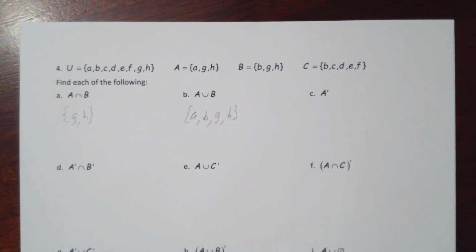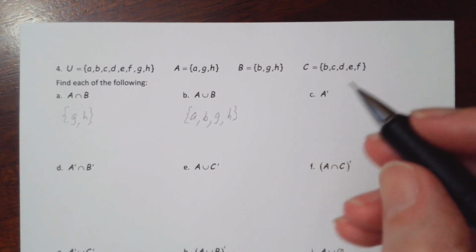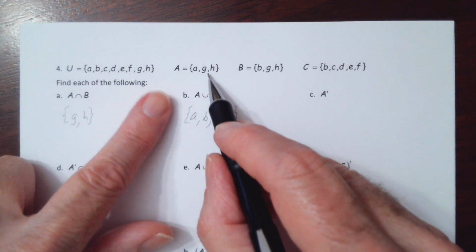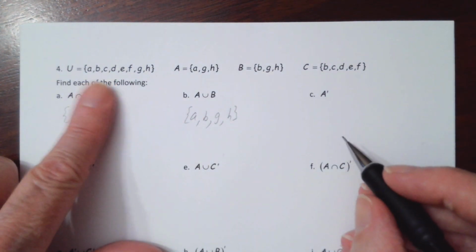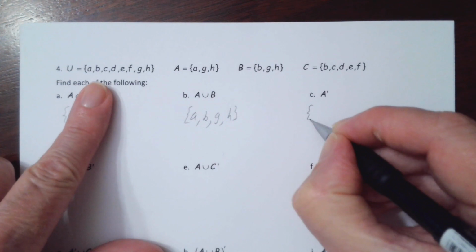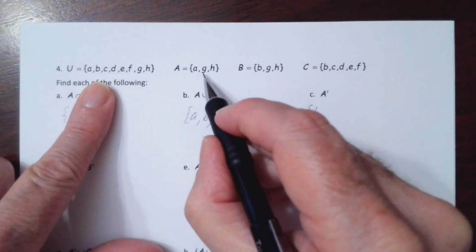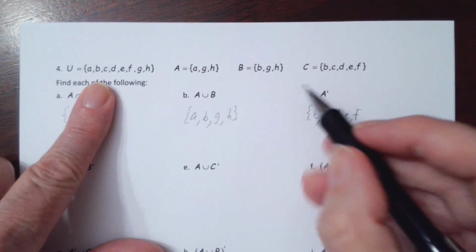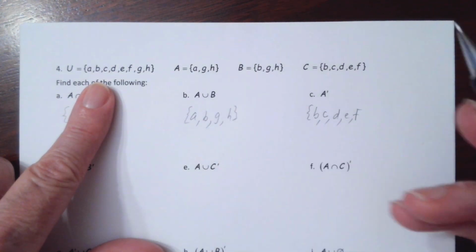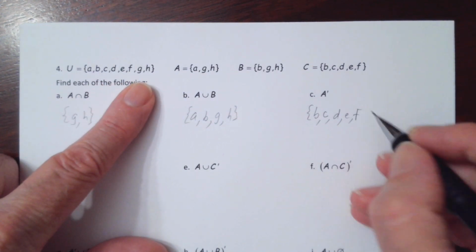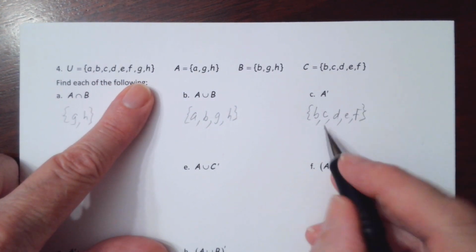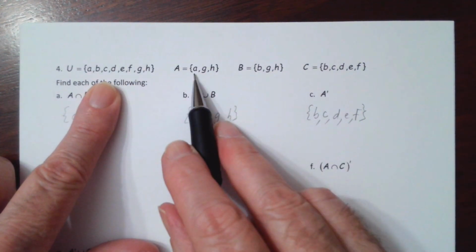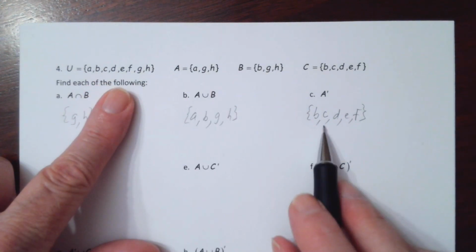So again, think combine. So A complement is going to be everything that's not in the set A, that's in the universal set. So it can't include A, so it'll then be B. Notice G is the next one, so it'll be B, C, D, E, F. Now notice G and H are in A, and that's the end of the universal set. So these are all the elements in the universal set except for the elements that are in A. So no A, no G, and no H.